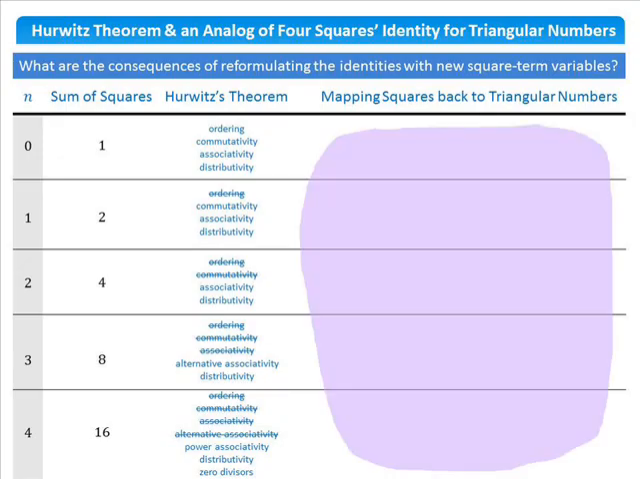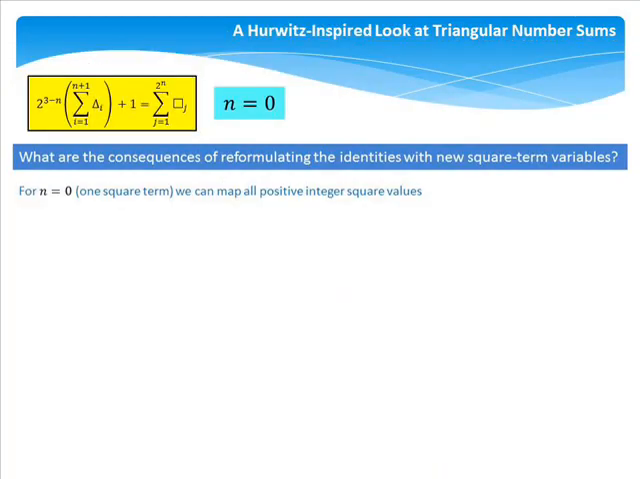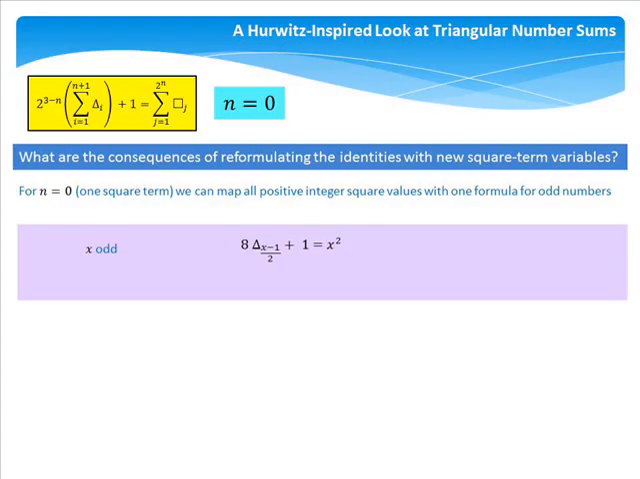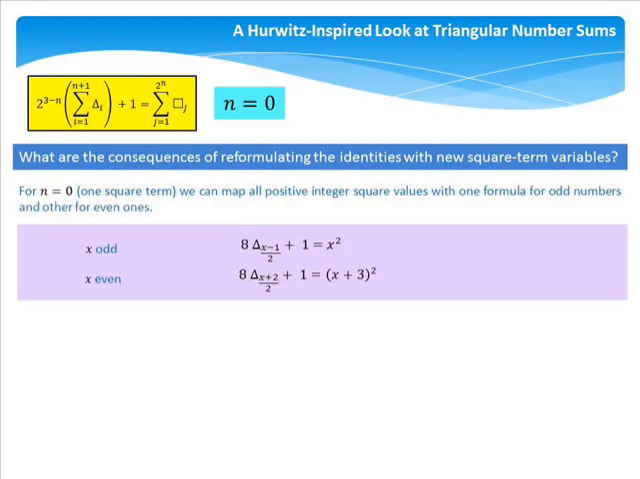When mapping squares back to triangular numbers, we'll show that as n increases, the coverage of integers shrinks, while parity and sign constraints tighten, a progression that rhymes with Hurwitz' theorem. For n equals 4, equality breaks down when variables are freely redefined. For n equals 0, one square term, we can map all positive integers square values with one formula for odd numbers, another for even ones.